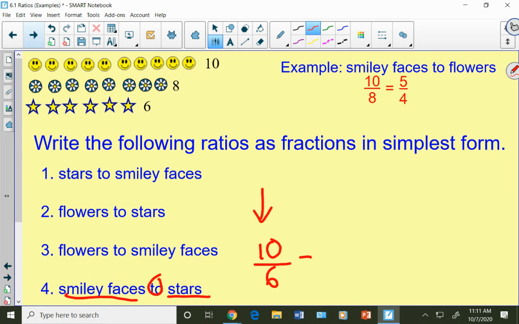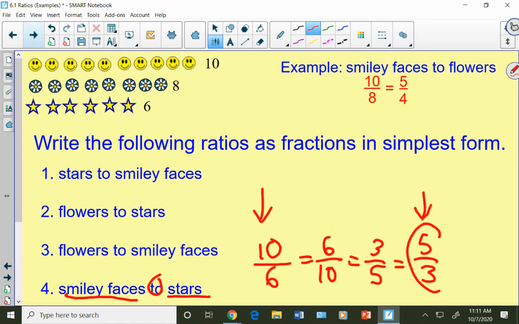So we're going to flip it. 6 tenths, that is on the chart. When we reduce that, it's 3/5. Then you have to flip it back because it started out improper, so it has to end improper. So 5/3 is the equivalent ratio for 10 to 6. Those are equal.